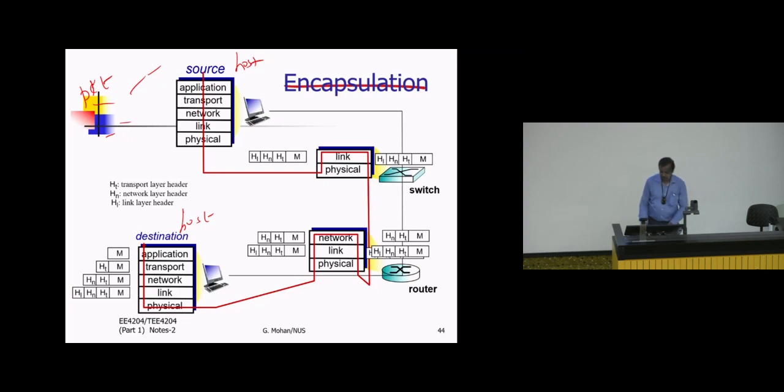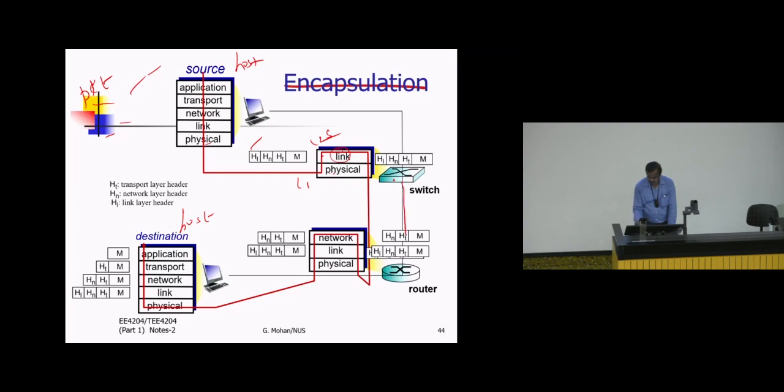It goes through multiple devices. So from one host, let's say this is a switch. Switch has only two layers, layer one and layer two. So when it is received by the switch, the link layer header appears at the front. It is processed at the link layer, which can carry out certain functions. It may look into the destination address, what has to be done, etc. Then it sends to the next link.